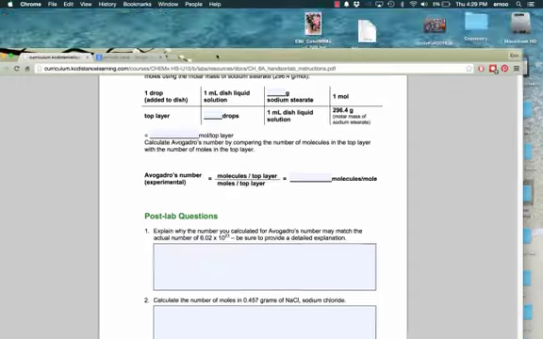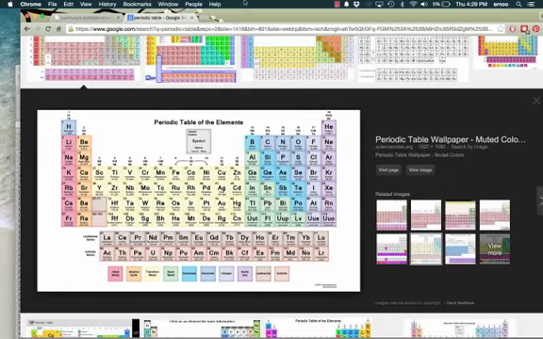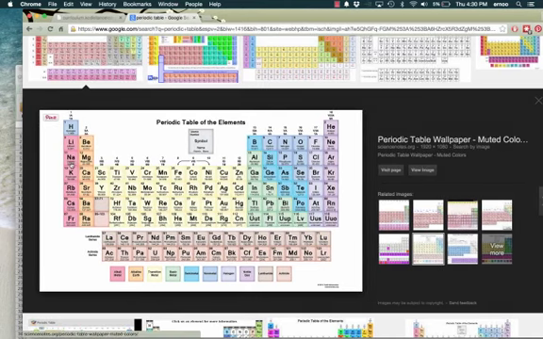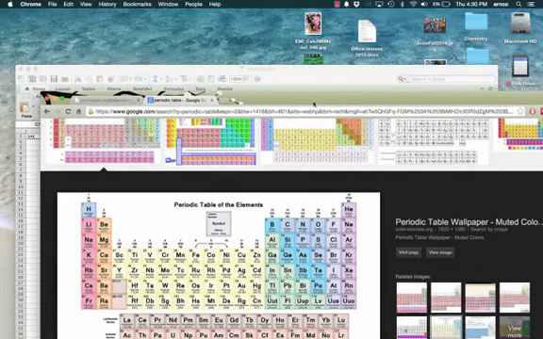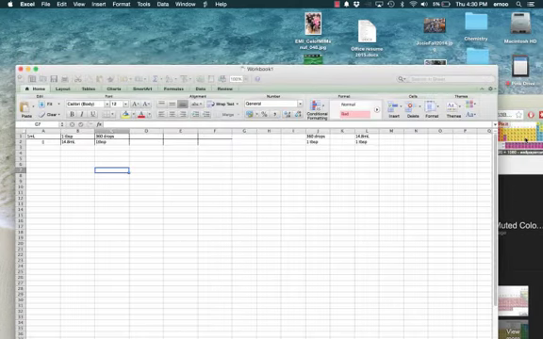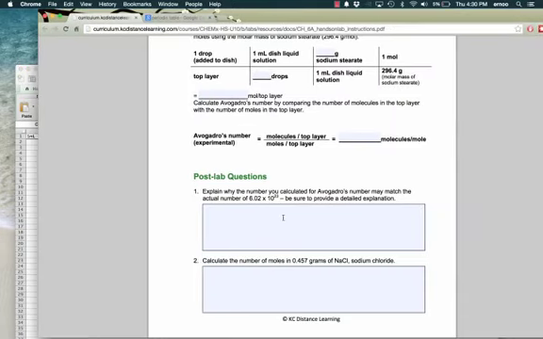And then this one right here, calculate the number of moles in that many grams of NaCl. So you will need to go to your periodic table. You will need to calculate the mass of NaCl. So 23 plus 35.4, and that tells you your number of grams per mole. And then if you know your grams per mole, and you know how many grams you have, if you go from grams to grams per mole, then you're good to go.